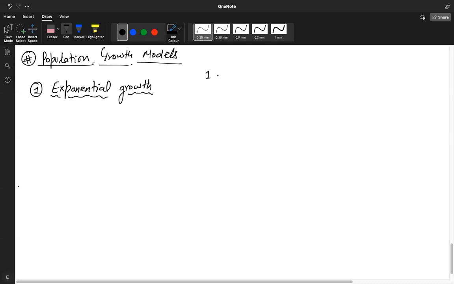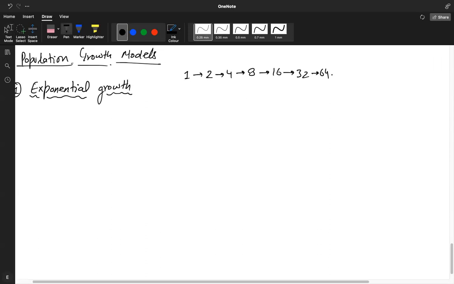If I take 1, I double it, 2, I double it, 4, I double it, 8, I double it, 16, 32, 64, and so on, correct? Is that exponential growth? Yes. So can you see that this kind of growth actually happens? Where have you studied it? Theoretically, at least.